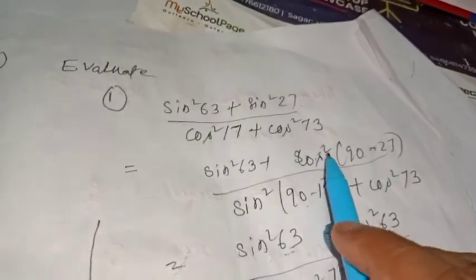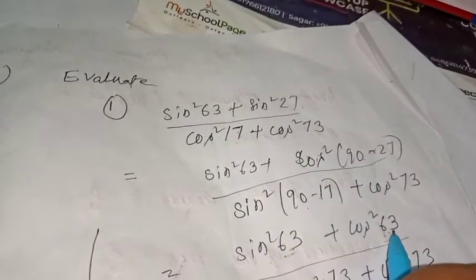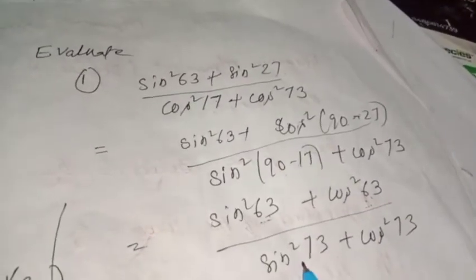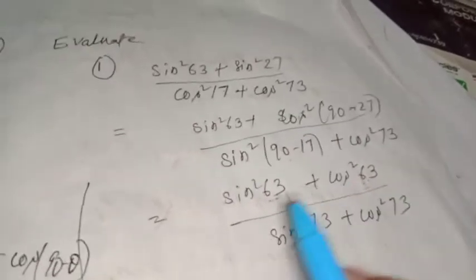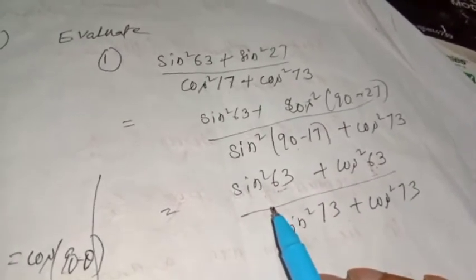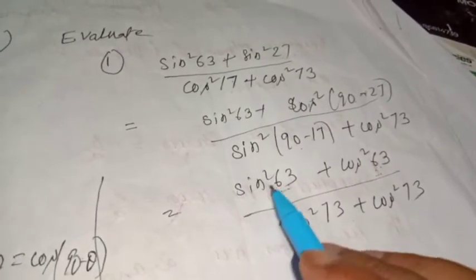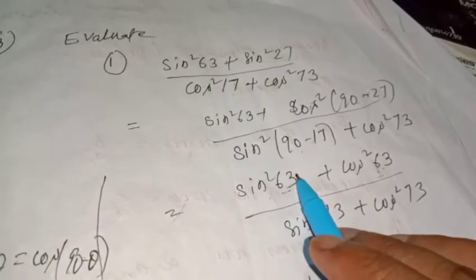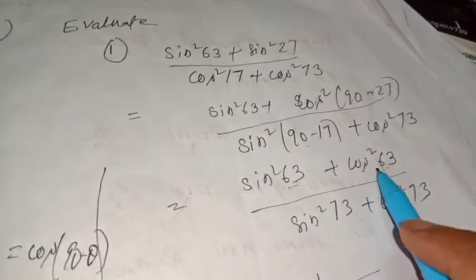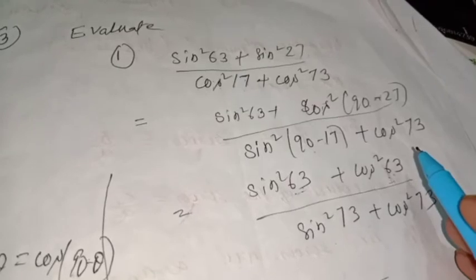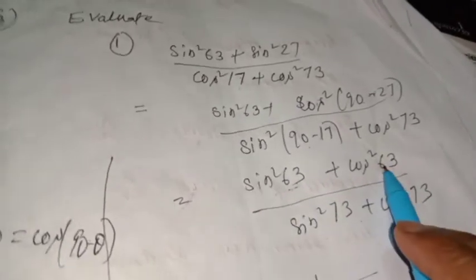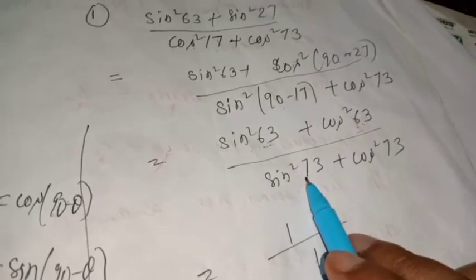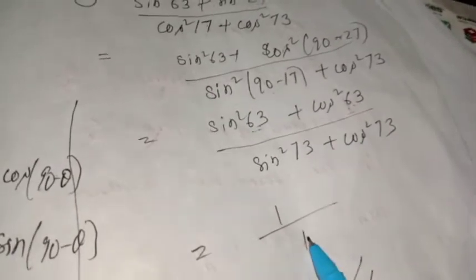Now sin square 63, cos square(90 minus 27) is cos square 63. Then sin square 73, 90 minus 17 is 73, then cos square 73. Now we have the identity that sin square theta plus cos square theta is equal to 1, where theta is an acute angle. So here you can see sin square 63, cos square 63. Using that identity, sin square 63 plus cos square 63 is equal to 1, and sin square 73 plus cos square 73 is also equal to 1. So 1 plus 1 is 2.